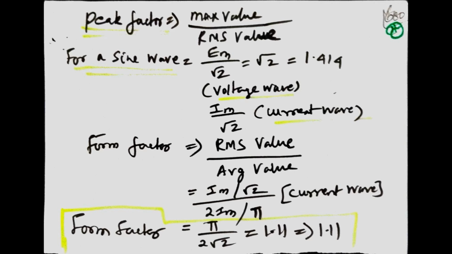Peak factor is maximum value divided by RMS value. For a sine wave, Em divided by Em over root 2 is 1.414 for voltage, and Im divided by Im over root 2 for current. Form factor is RMS value divided by average value. Im divided by root 2 divided by 2 Im divided by pi, that is for the current wave. Form factor is equal to pi divided by 2 root 2, which is 1.11. That is very important: form factor is RMS value divided by average value, and peak factor is maximum value divided by RMS value. For a sine wave, peak factor is 1.414 and form factor is 1.11.